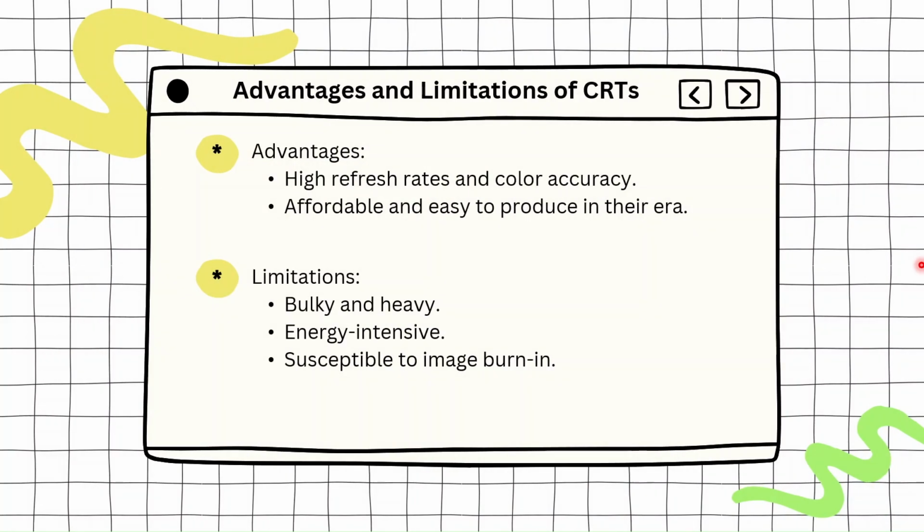Now talking about the advantages and limitations of CRTs, it had significant advantages such as high refresh rate, excellent color accuracy, and affordability. But they also had limitations in that they were bulky, heavy, and consumed a lot of energy. Additionally, CRTs were prone to image burn-in, which made them less suitable for long-term static displays.